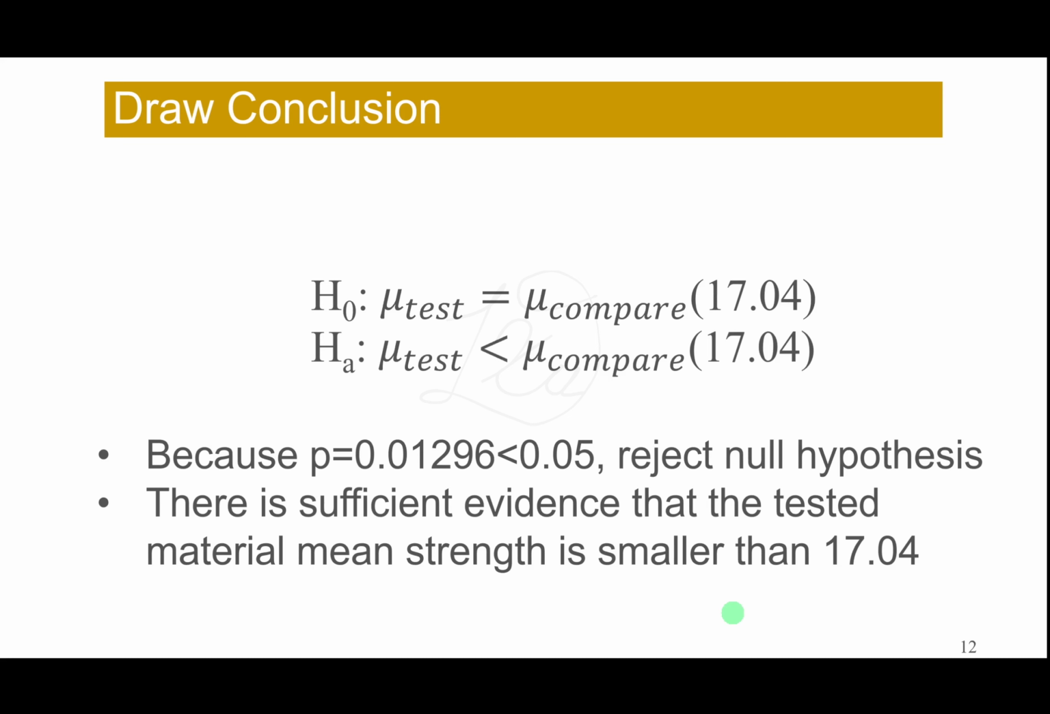Lastly, we draw the conclusion. Because the p-value equals 0.01296, which is less than the significance level of 0.05, we reject the null hypothesis and conclude that there is sufficient evidence that the tested material mean strength is smaller than 17.04. In practice, if you want a material that has a strength of 17.04, you probably don't want to pick this tested material.